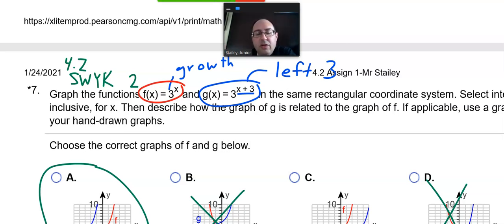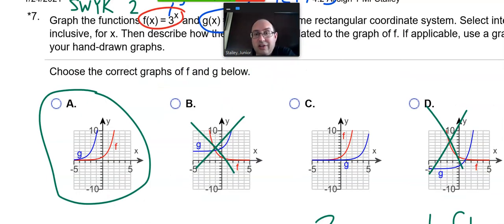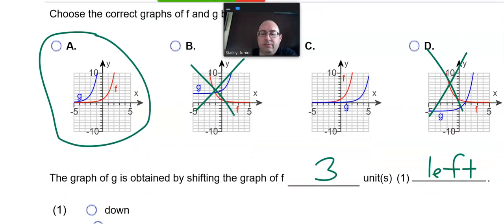I understand. So we're looking for a red one that's a growth function and a blue one that's a growth function. That's why I crossed off B and D, because they've got one growth and one decay. Those are bad fake answers. I wish they would just stop doing that. So A is the one we need. The red one is your original, and then they slid it to the left 3 units. Now, and then you write it down for the second part, right?